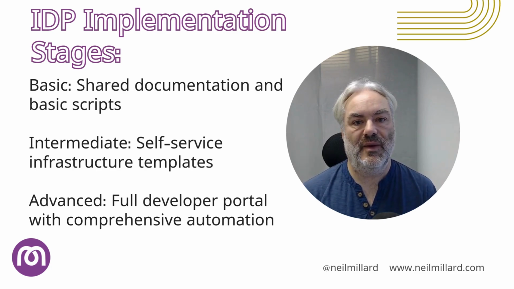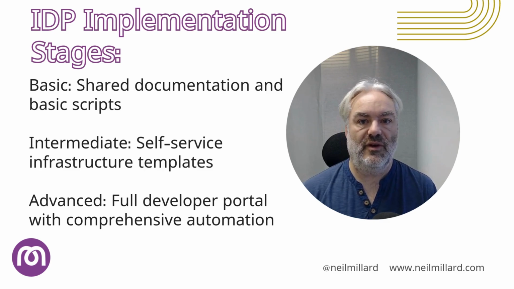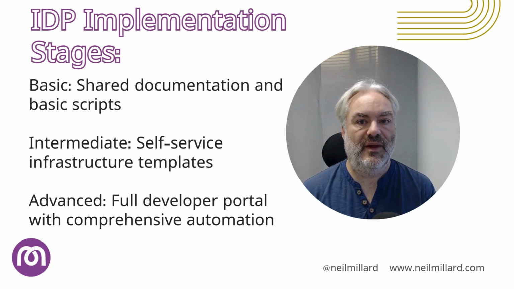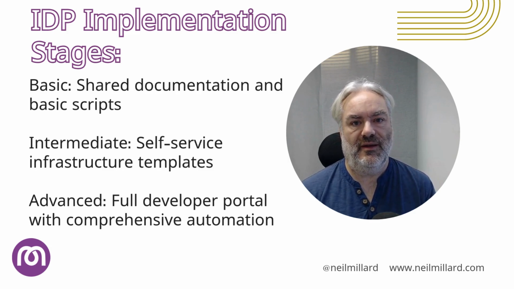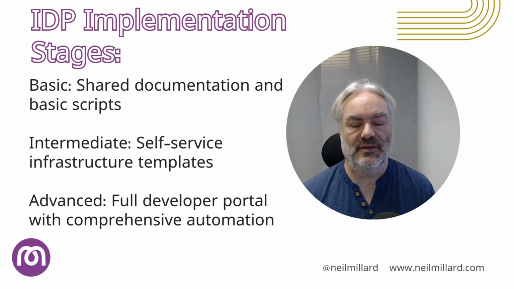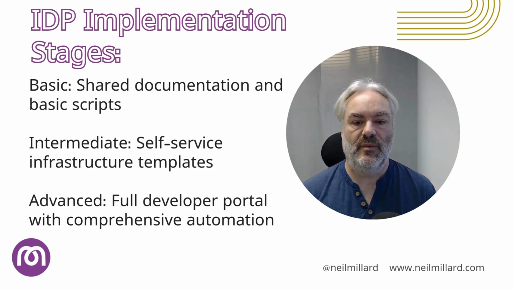The intermediate level will be the self-service infrastructure templates. So these are the templates that people can use in order to have the infrastructure running, so that when they deploy stuff, they haven't got to write that themselves. They can just have the templates there that they can run on their machine, or the shared architecture, because no doubt there's a Jenkins server lying about somewhere, and be able to build stuff with the basic scripts and the basic templates. And the advanced level is the full developer portal with comprehensive automation.